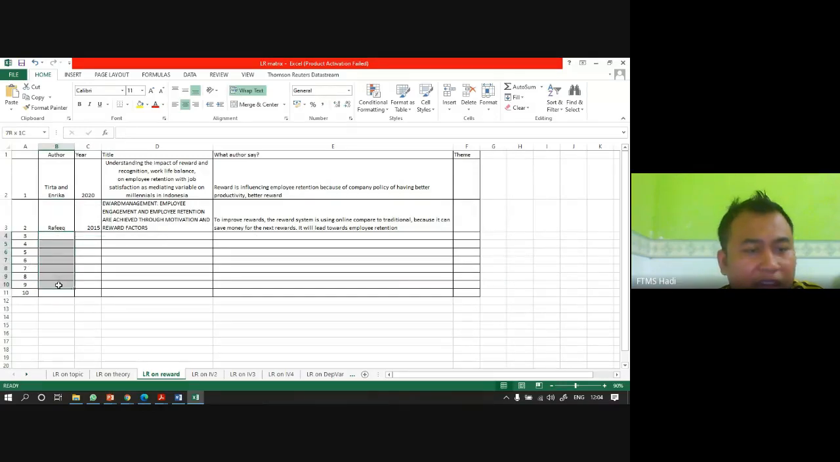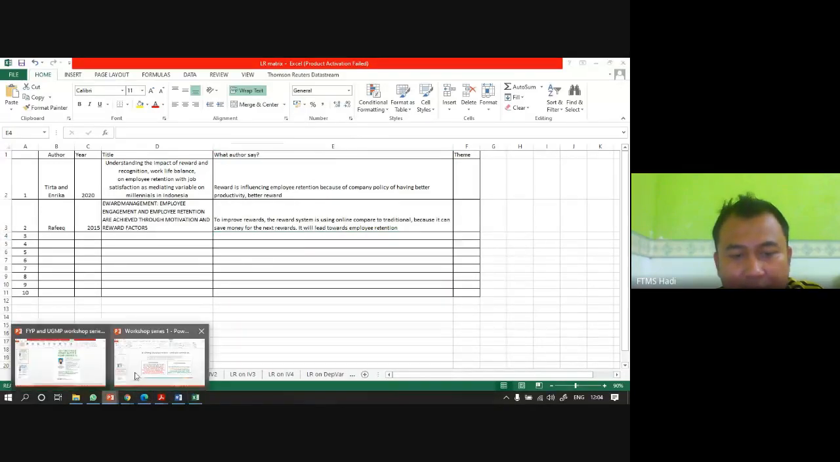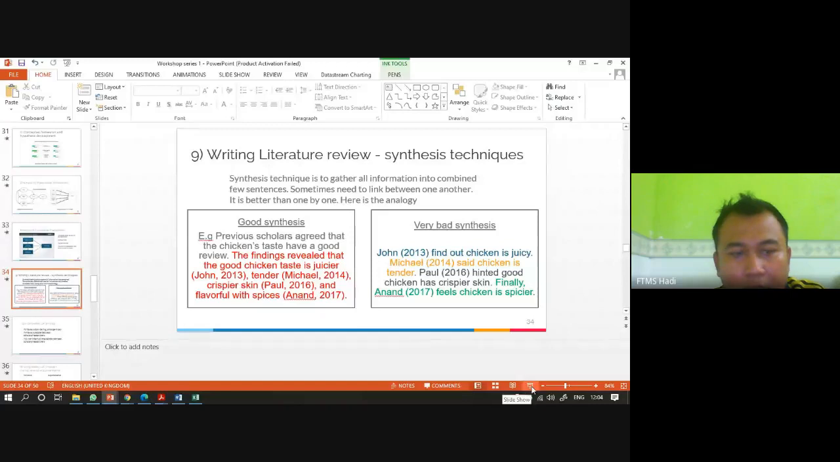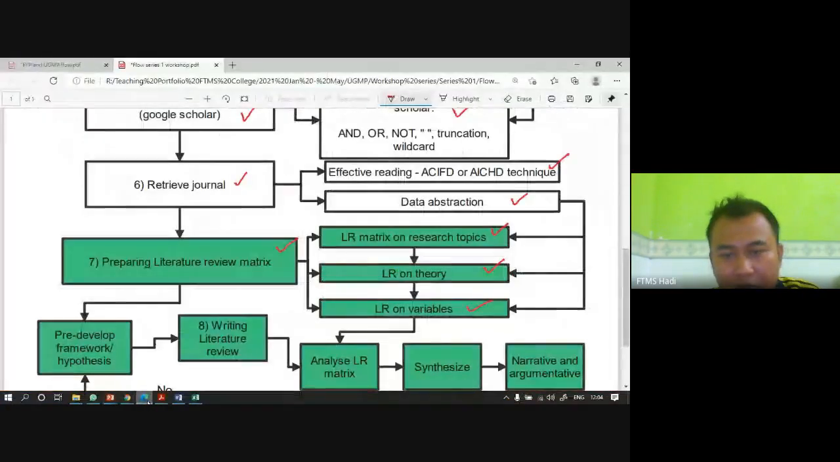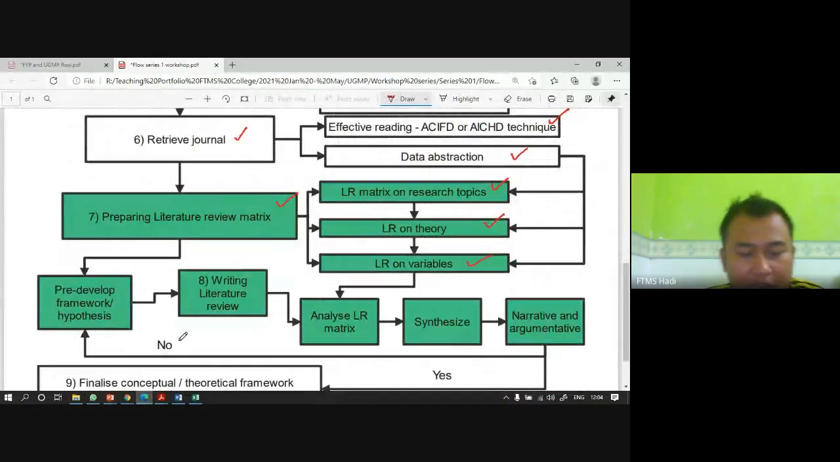You can do like 5 to 10 sayings, so that means it can be better. My suggestion is up to 10 citations for each variable. That might be better because you will have a debate after this. To do a good literature review, this one I mark as variables done. Pre-developed framework or hypothesis is done. You decide whether you want to do it by conceptual or theoretical. Writing the literature review, analyze the literature matrix.